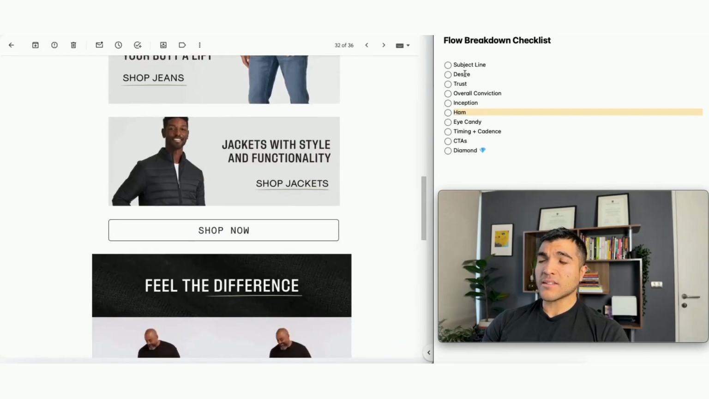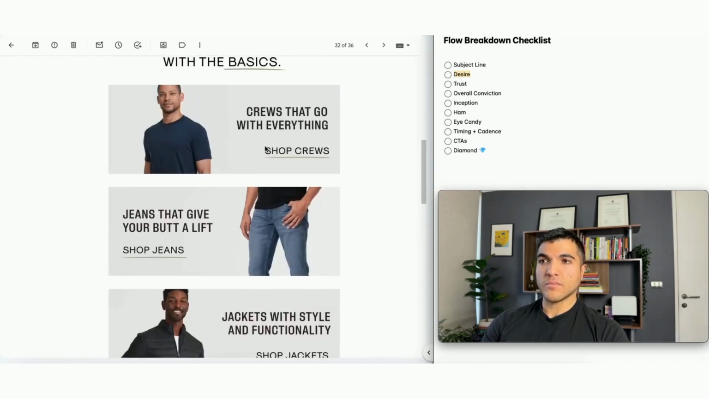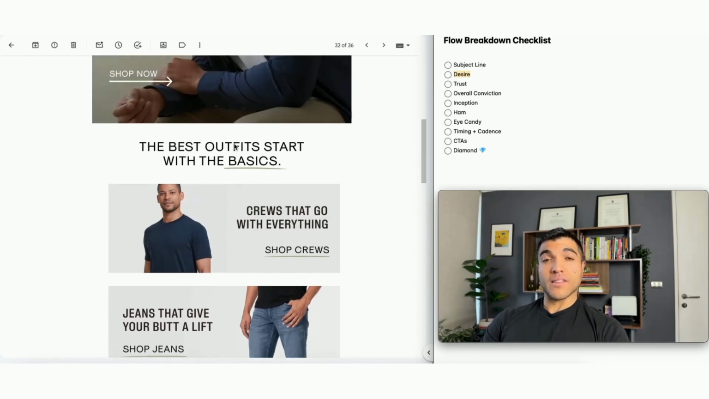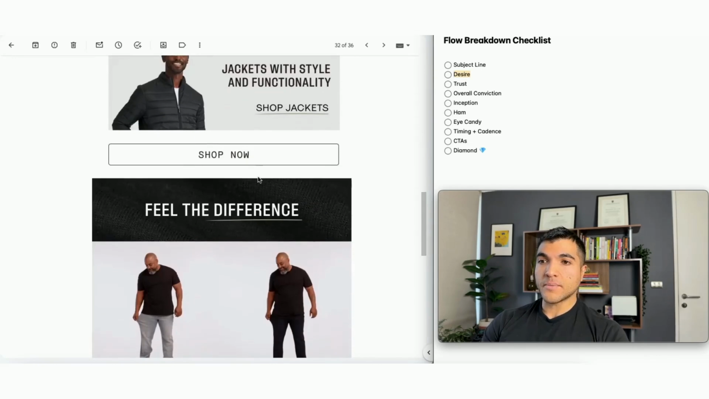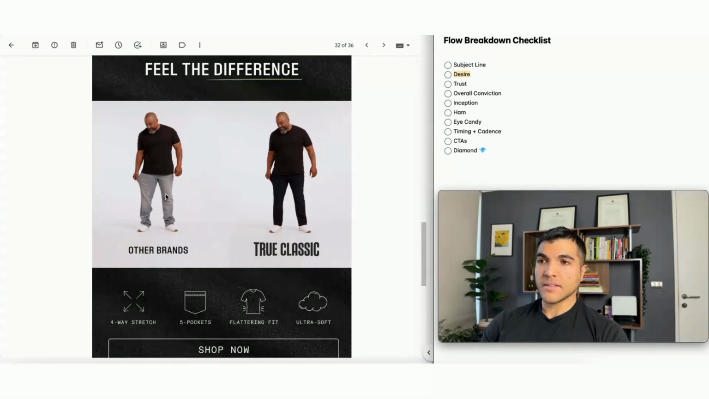So that is nice. That is also playing on the desire of making things easier when you don't know anything about styling. It could be better on the desire building, but at least they're going there. Feel the difference? This is nice. This gets you to visualize things.